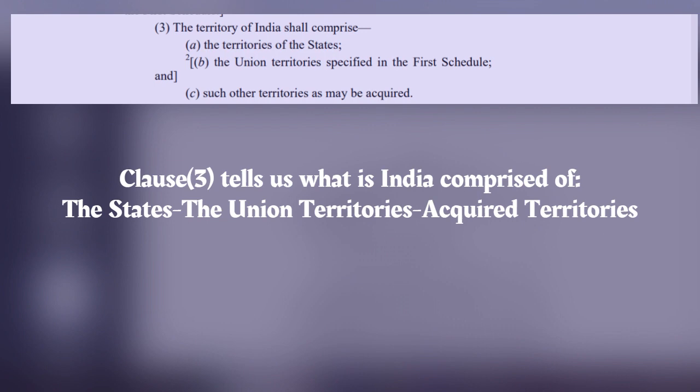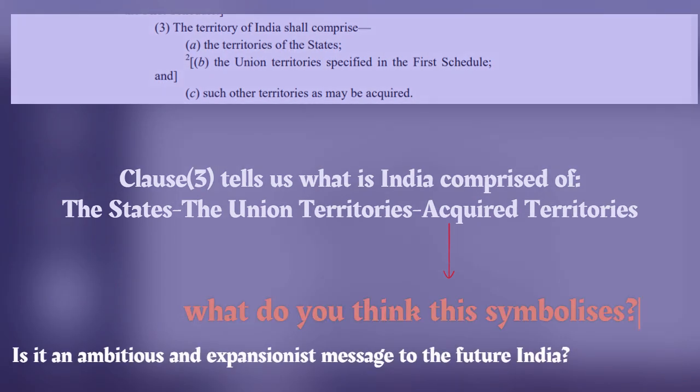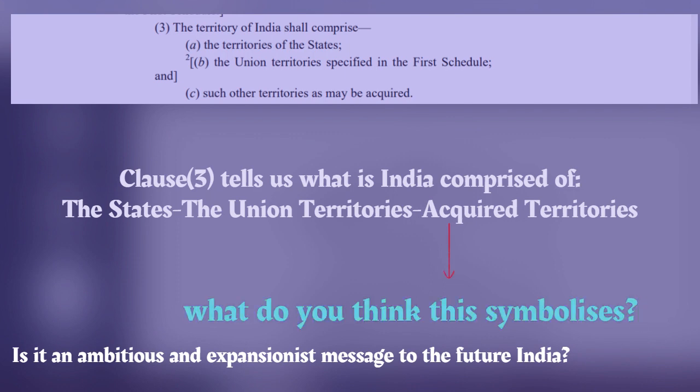Clause 3 provides the composition of India, or what India is constituted of. Quite inevitably, it includes the states and union territories under the first schedule. But a curious element in this clause is the point that India is also comprised of those territories it may acquire. The usage of the term acquire is a symbolism of an ambitious and expansionist nature and the possibility of taking over territories by the country.